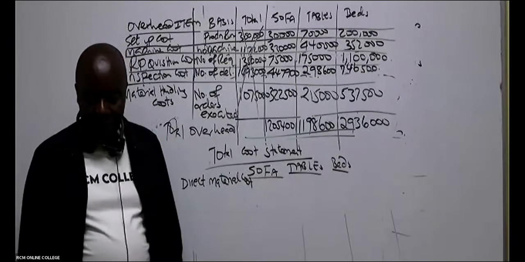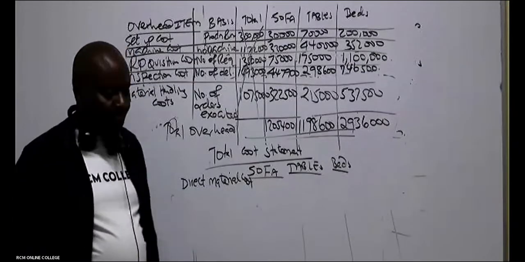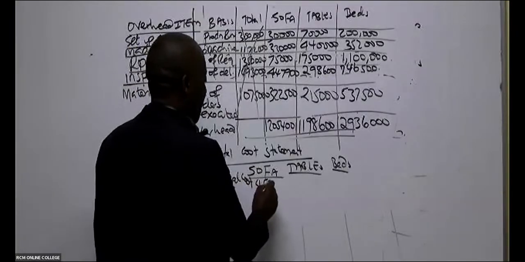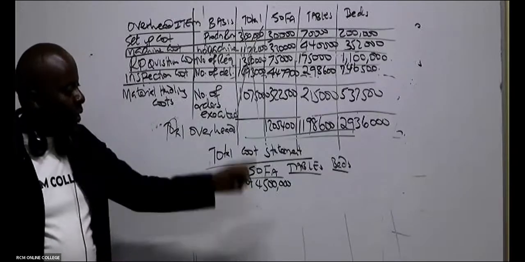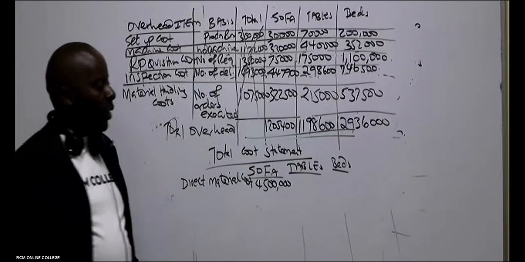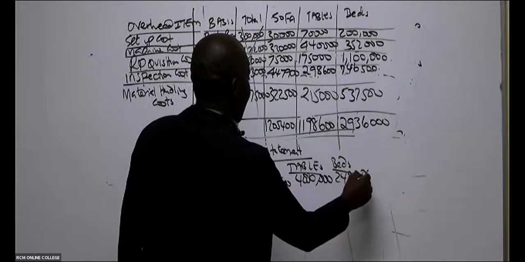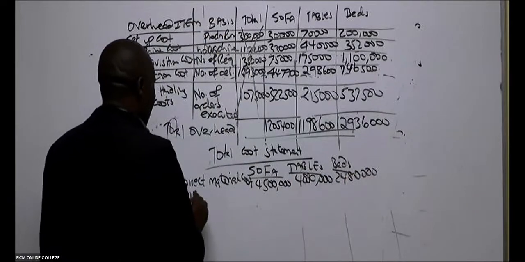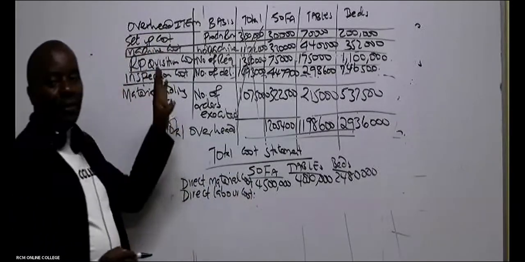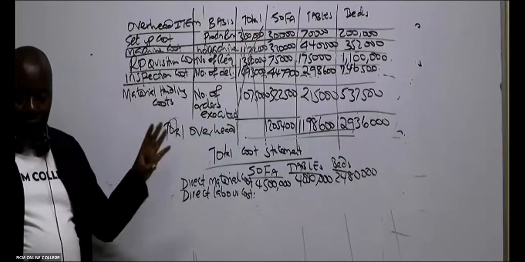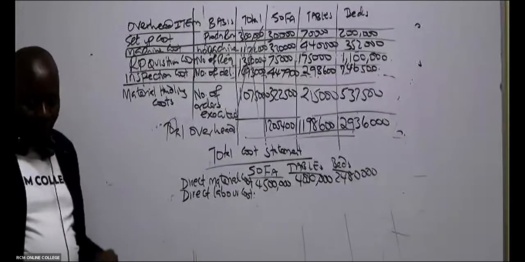So what do we have here for direct material cost? 4.5 million. So please give me all the others. For tables, 4 million. 2,480,000. Then we have direct labor cost. We already did this using the other method, isn't it? Prime costs don't change between methods.